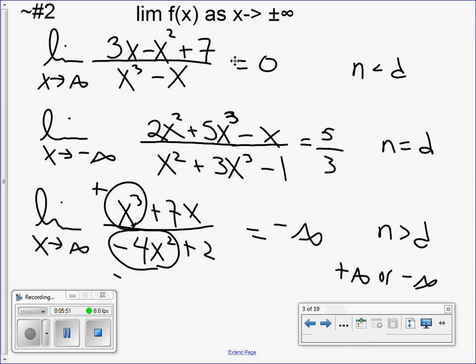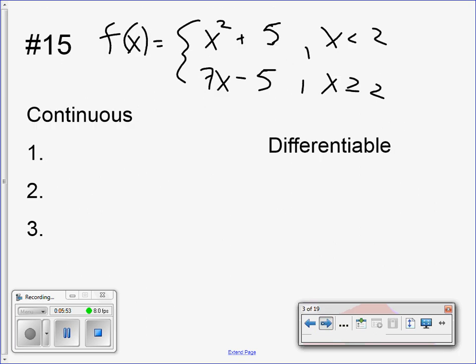I'm just going to go over a couple that I think you might have forgotten because these are old. Piecewise functions, number 15.